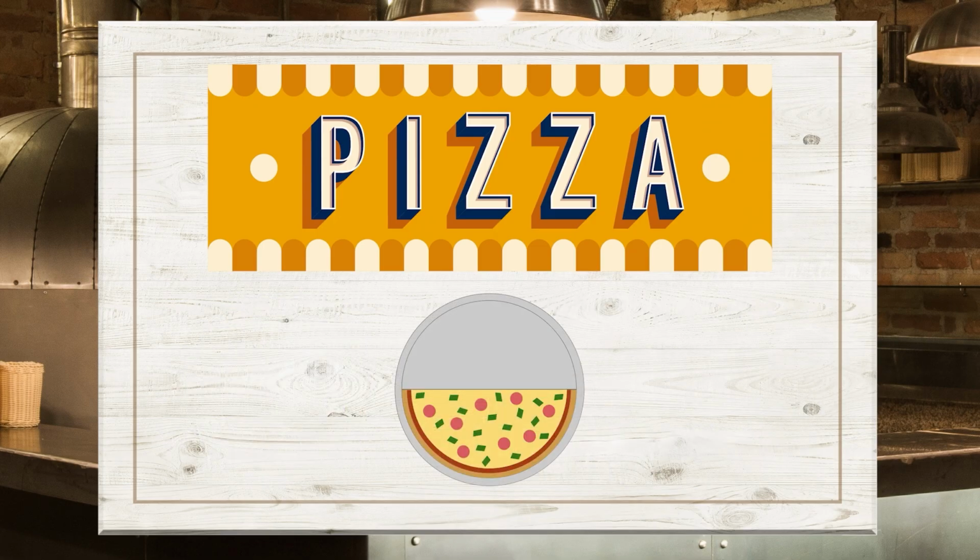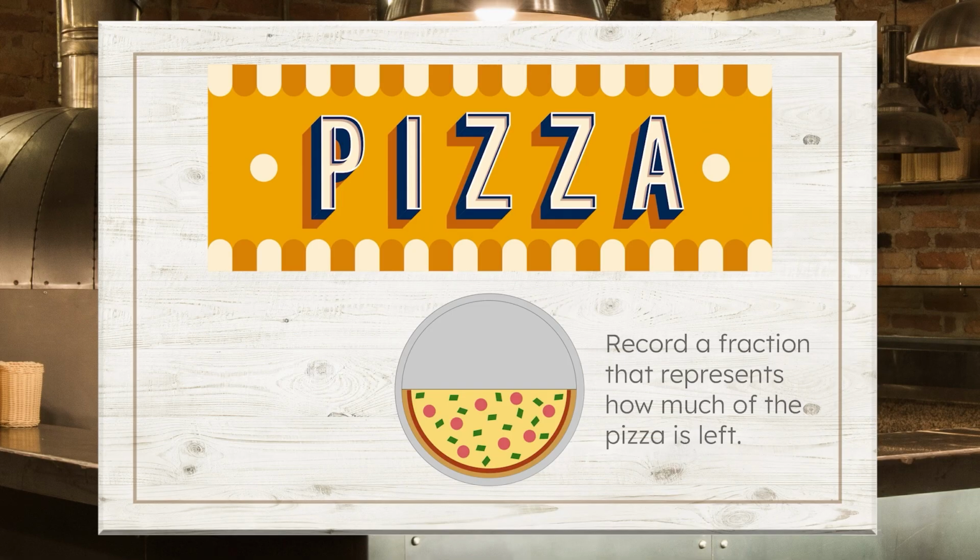There's also a pizza with peppers and pepperoni. We can create a fraction to represent what's left of this pizza too. How many pieces are left? Just 1 big piece. And how many pieces did the pizza start with? It started as 1 whole pizza cut into 2 pieces. What do we call it when a whole is split into 2 equal pieces? It's split in half. Pause the video here to record a fraction that represents how much of the pizza is left.